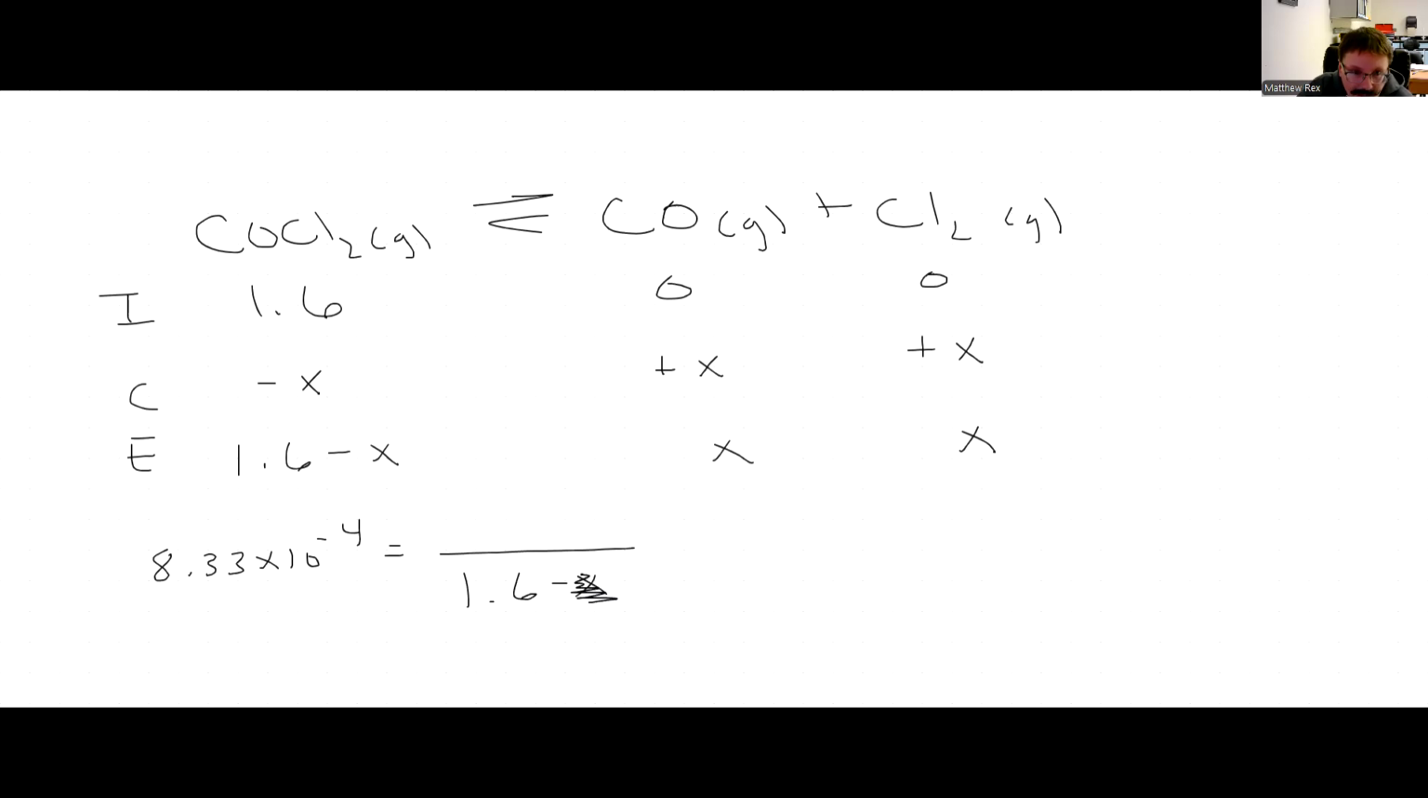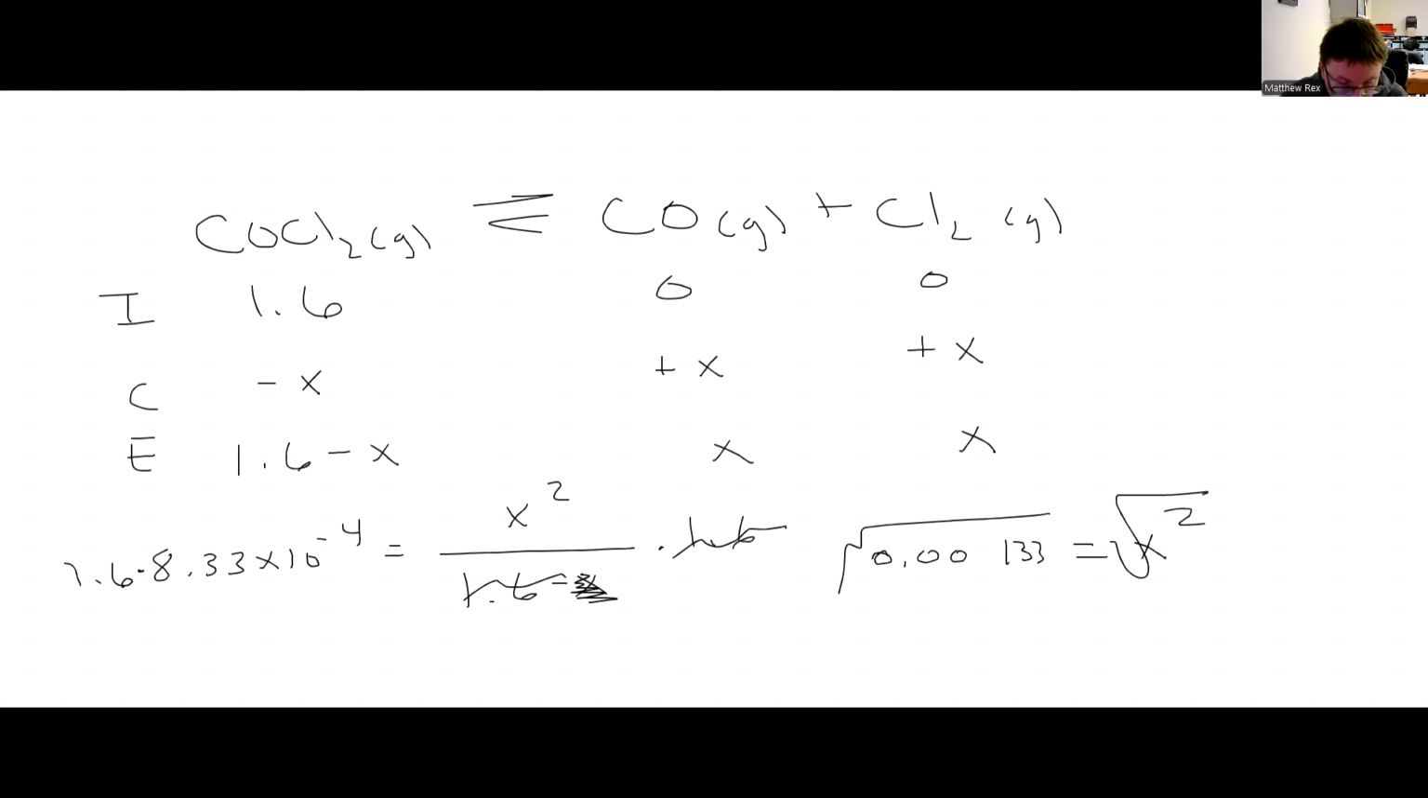We'll rewrite x times x as x squared. So if I multiply both sides by 1.6, I'm going to get 0.00133. That's equal to x squared. I want x, so I'm going to do square root of each side. And then x is going to be equal to 0.0365 or 0.037.